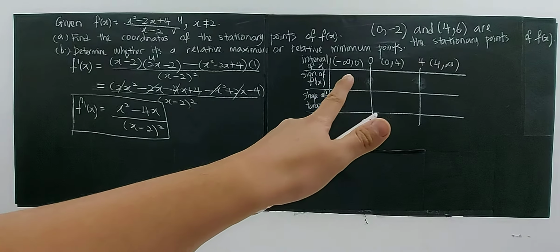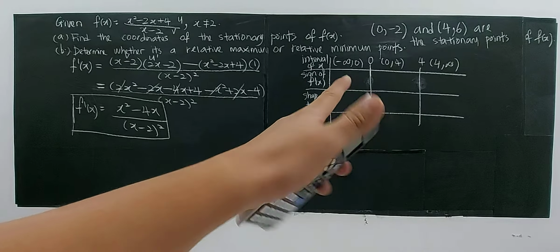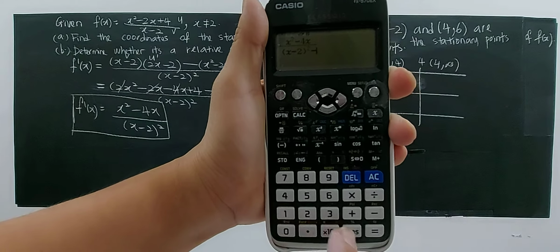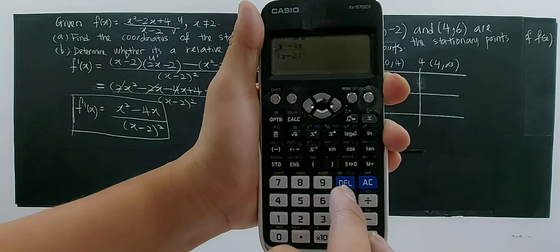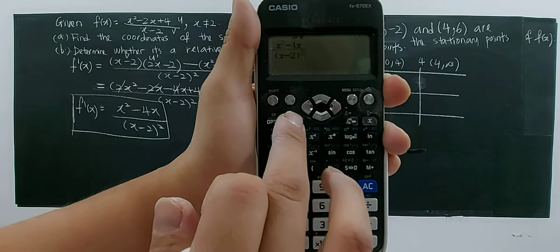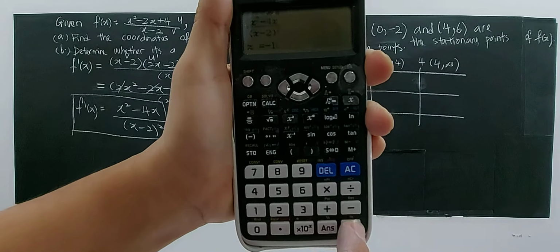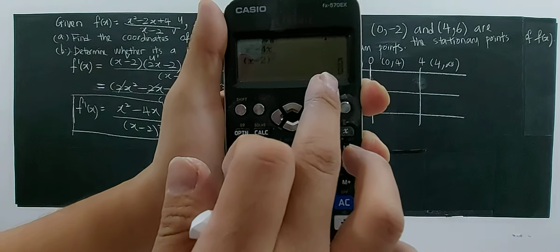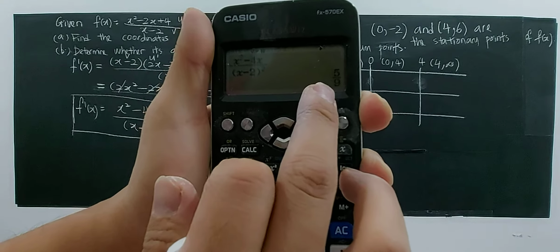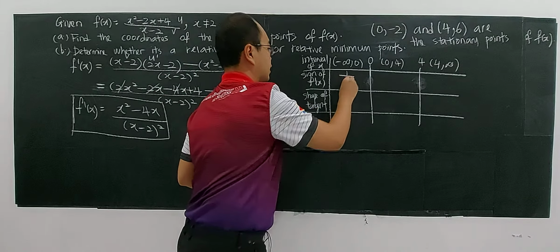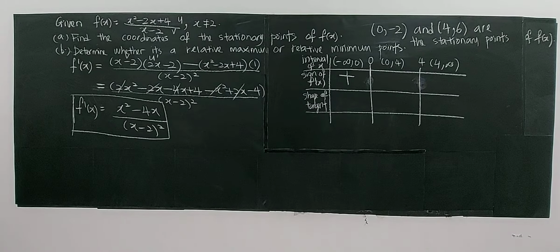So choose a number less than 0. I choose negative 1. After keying in, you press the calculate button, then key in negative 1, and press equal. Then you get a positive number. So when you substitute negative 1, you get a positive number, 5 over 9. The sign is positive.